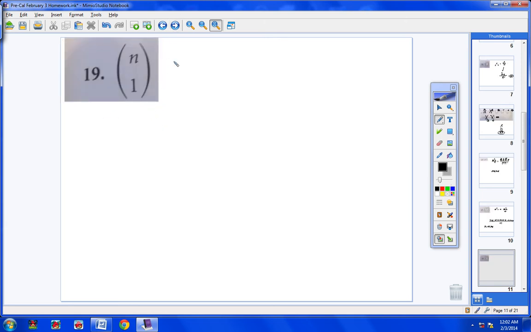Now, number 19, don't panic when you see a variable. It's no big deal. First of all, let's write it the correct way. And then next, let's go ahead and write our formula. Now, we have n objects, written in permutations of 1. Well, because of this 1, I put 1 blank, so there's my blank right there. Here's my fraction bar right here. Here's my blank. And in that blank, I have n options, right?